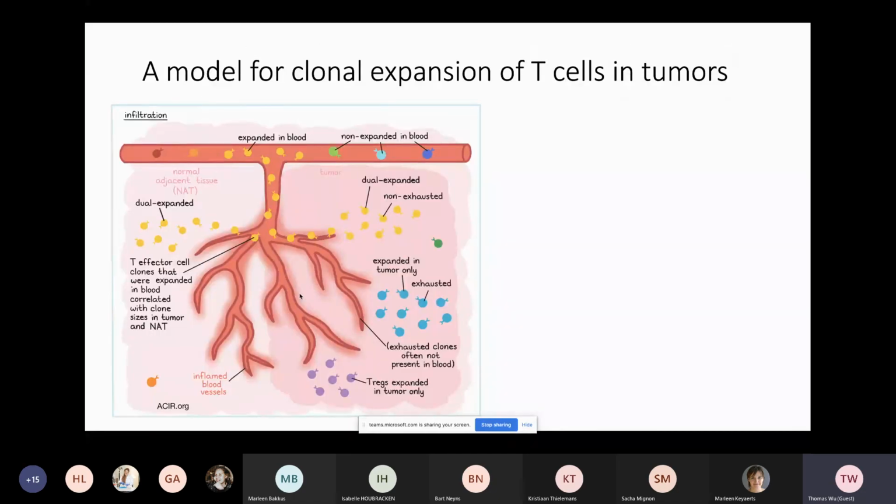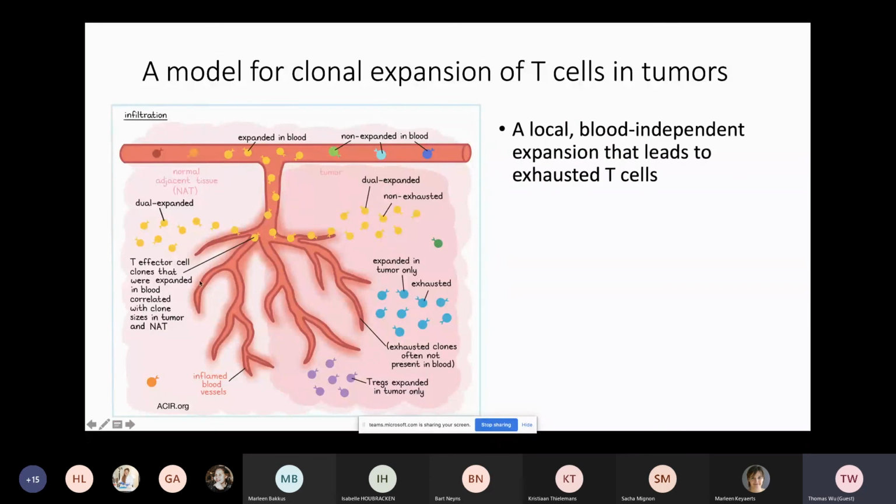So this is a cartoon of what we think is going on. We think that there are 2 types of clonal expansion going on. There's a local blood-independent expansion shown here, down here in this blue, in this purple, of expansion in the tumor only, and these are becoming exhausted.